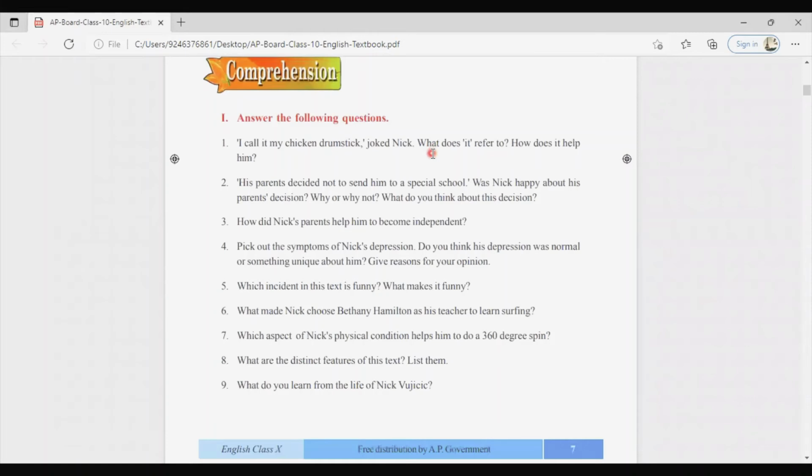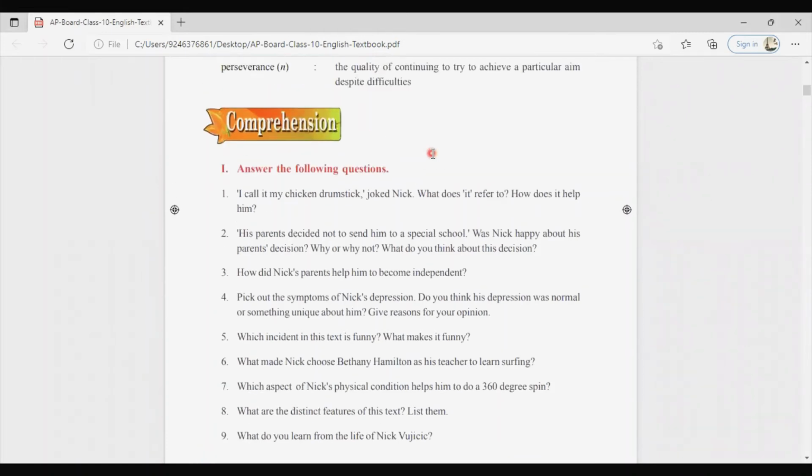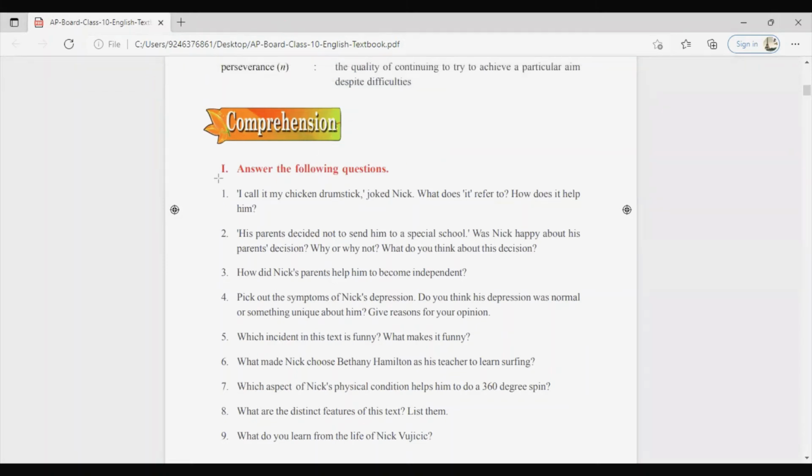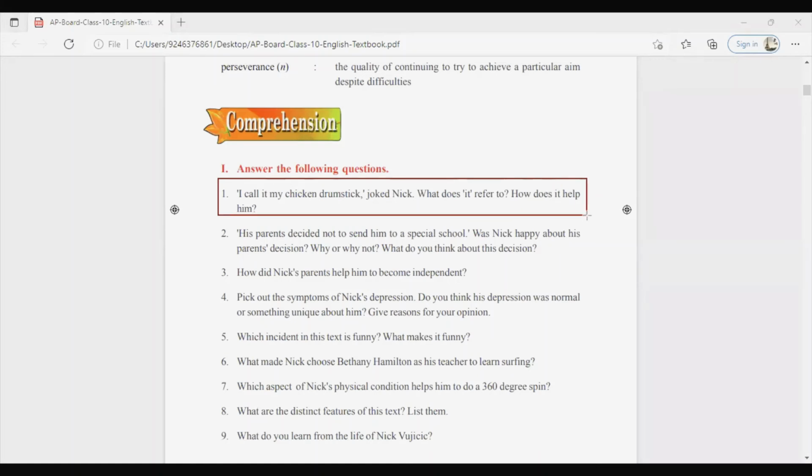Now, let us go on with the comprehension questions, so that we will have a clear idea about what and why we are going to read all these types of lessons. So what is my first question here? The first question states: I call it my chicken drumstick, joked Nick. What does it refer to? How does it help him?